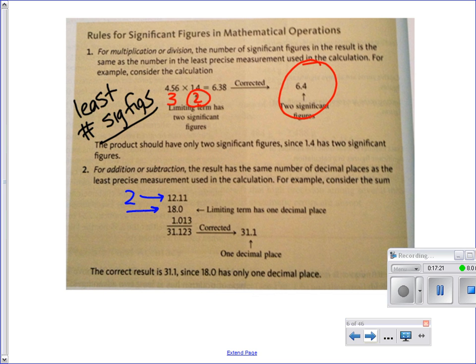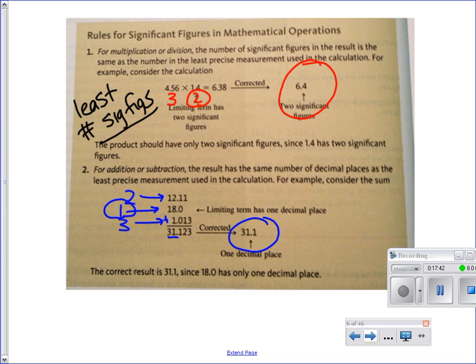How many decimal places here? 1, 3. So what are we doing? Yeah, we're adding. We're going to add these up, and then our final answer, we're going to have to round to 1 decimal place. So we get 31.1.